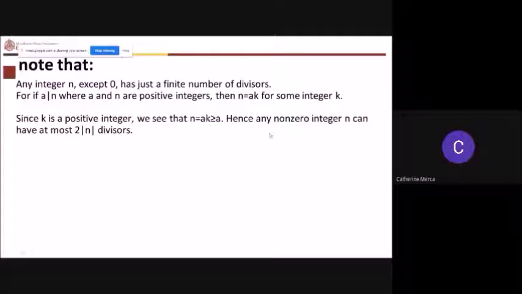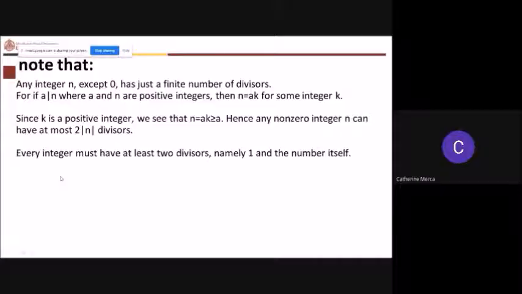Any non-zero integer n can have at most twice n divisors. Okay, so what does it mean? Every integer must have at least 2 divisors, namely 1 and the number itself. So if it's a prime number, then you only have 1 and the number itself.